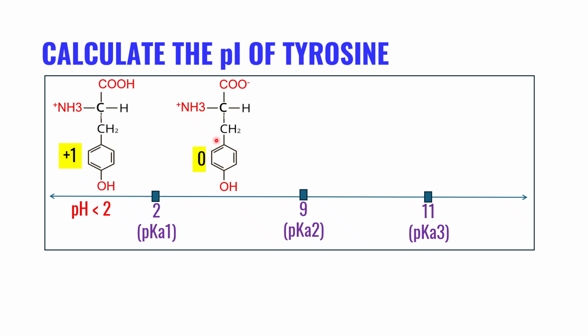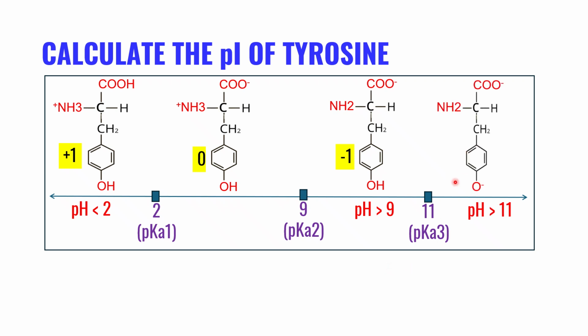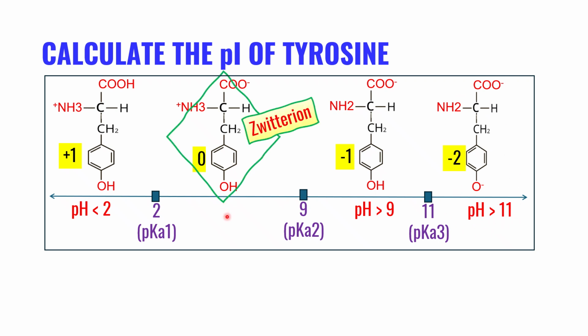It has zero net charge because positive and negative charges are in equal amount. So this is the zwitter ion. If you increase the pH beyond 9, the amino group will be deprotonated and you will make this ion which has minus 1 net charge. If you increase the pH beyond 11, the phenolic group will ionize and you will make this ion here which has minus 2 net charge. So on your leftmost you have the fully protonated form, on your right hand side you have the fully deprotonated form, and you make the zwitter ion midway between pK1 and pK2.